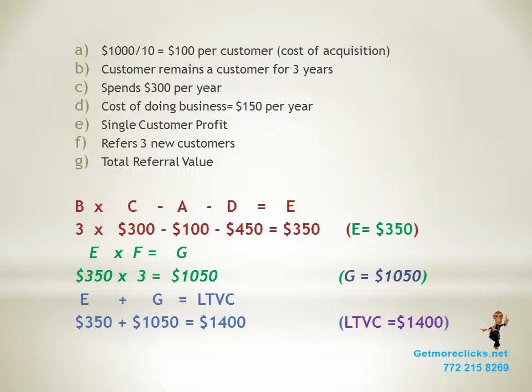Now keep this in mind. So let's move to the green section. E equals $350. That's the single customer profit. And we times that by F, which is the 3 new referrals that we received from this customer. So we do 3 times 350 equals 1050. So G, the total referral value, is $1,050. Let's move to the blue section. Now we have E, which is the single customer profit. That's the original customer that we had, plus G, the 3 new customers they brought to us, equaling $1,400. In other words, the lifetime value of this customer is $1,400.